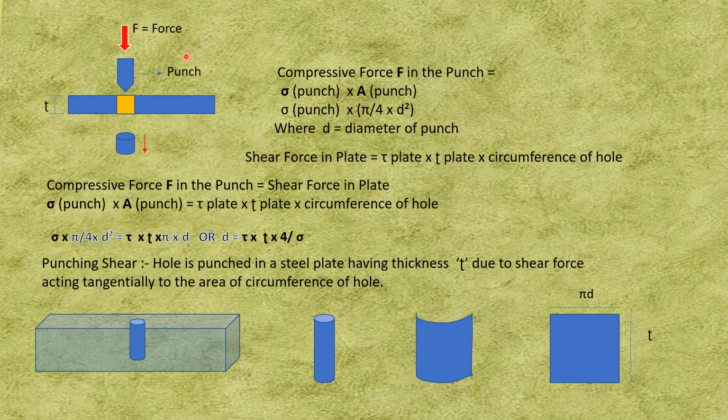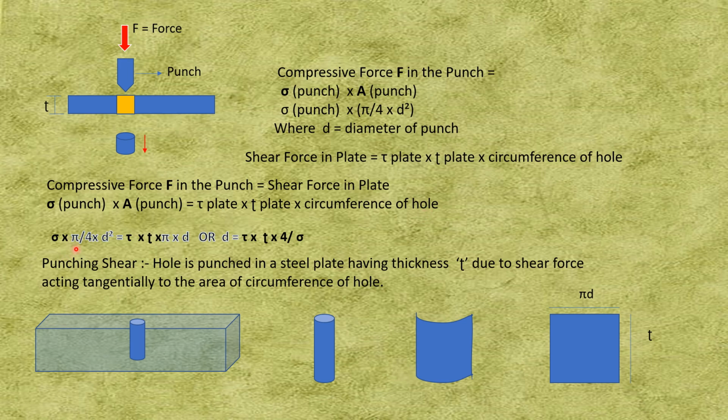Now the compressive force in the punch is equal to the shear force in the plate, because the same force which is in the punch is getting transferred to the plate. So compressive force F in the punch is equal to shear force in the plate. This compressive force is sigma punch into area of punch, which is equal to shear stress tau of the plate into thickness of the plate into circumference of the hole.